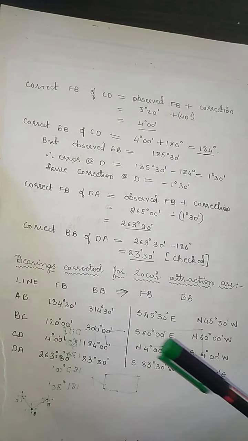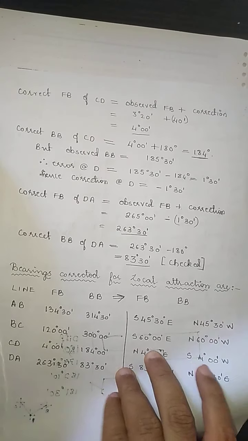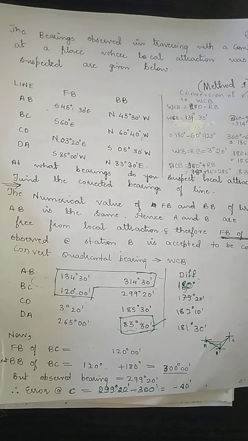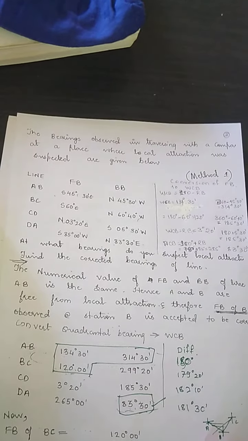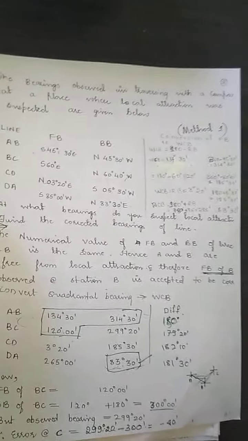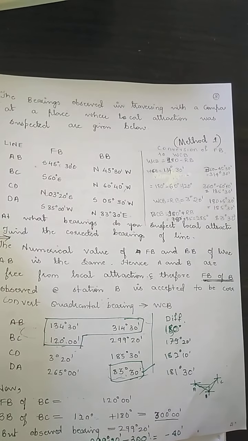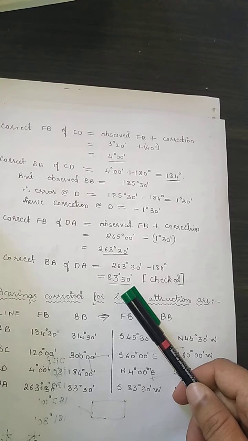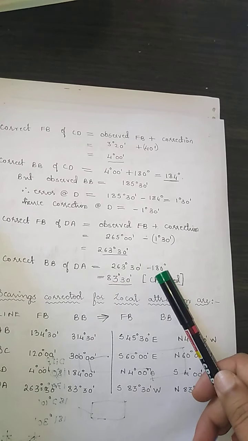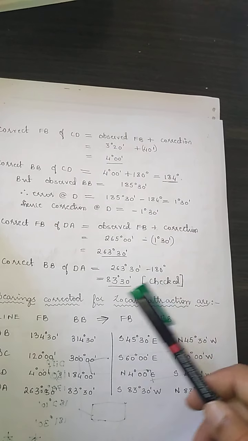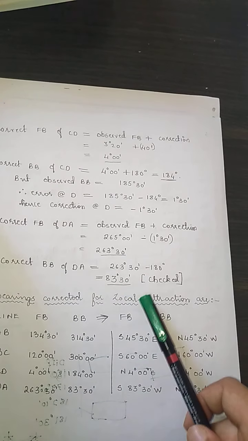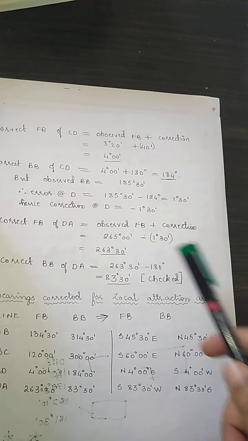Now the corrected back bearing of the line DA, the corrected back bearing of the line BA, is already checked. It is 83 degree 30 minutes. So here what we are going to do is 263 degree 30 minutes minus 180 as a check. It is coming up to 83 degree 30 minutes. So it is already checked.